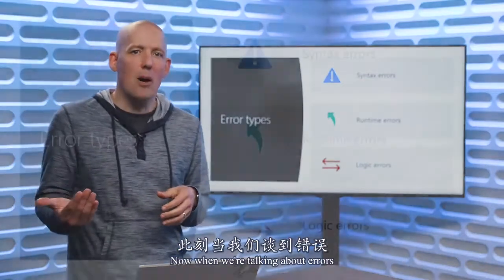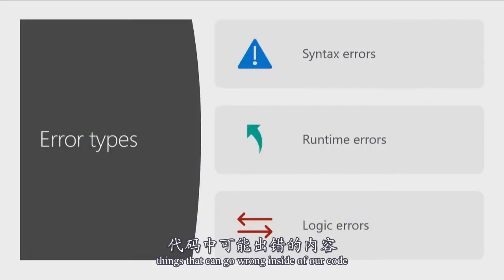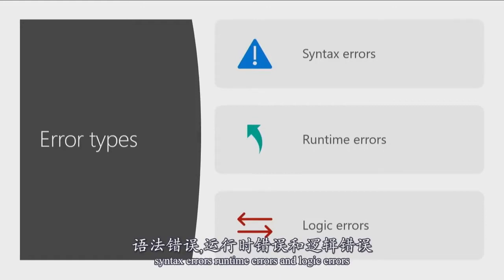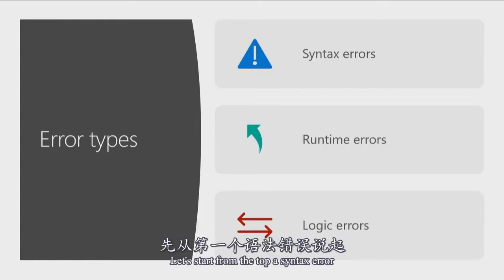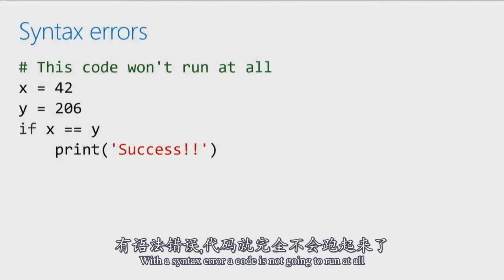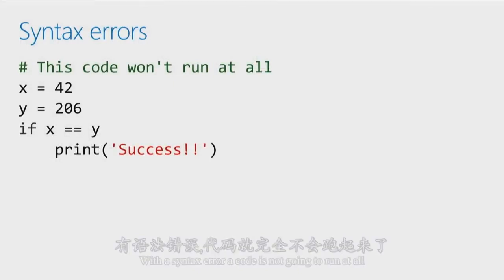Now, when we're talking about errors, things that can go wrong inside of our code, these fall under three different categories: syntax errors, runtime errors, and logic errors. Let's start from the top, a syntax error. With a syntax error, our code is not going to run at all.